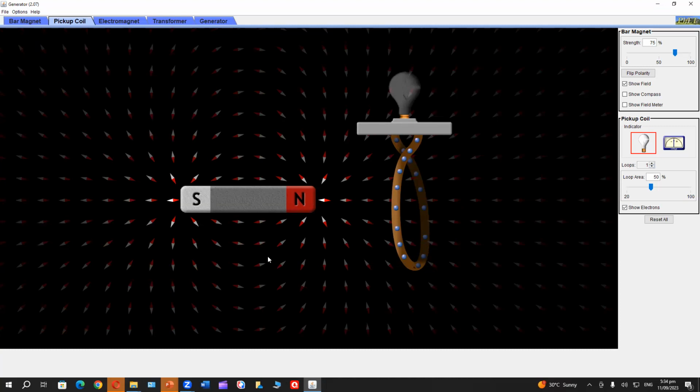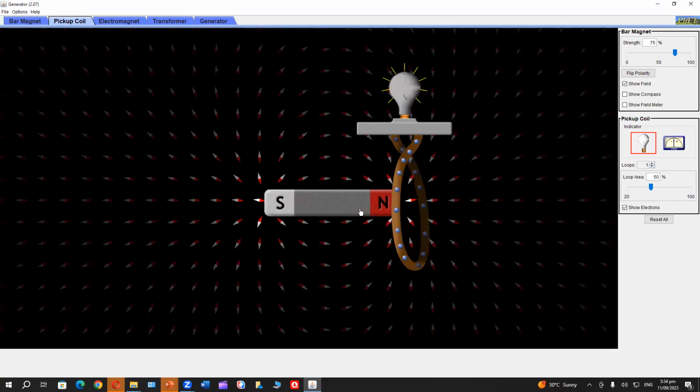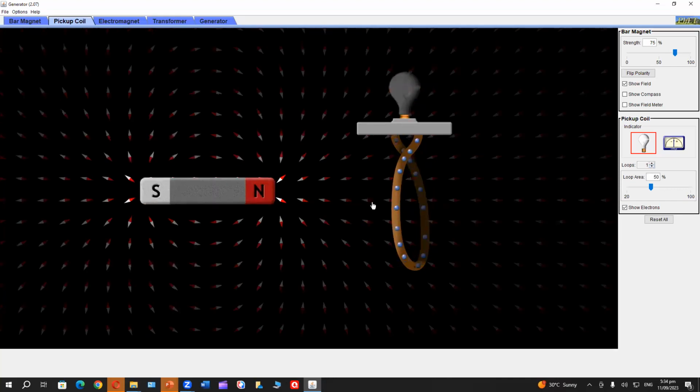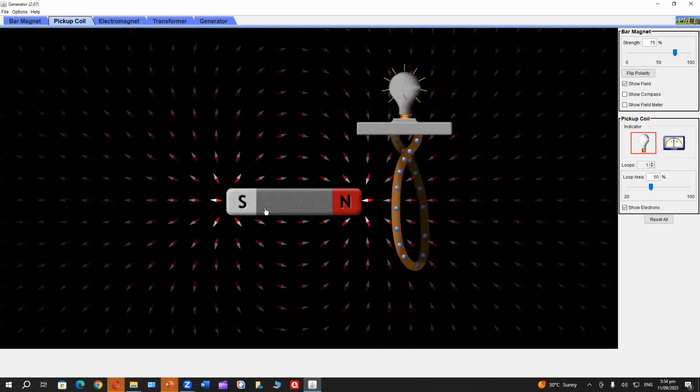Look at this screen, and there is a bar magnet. Notice one thing, there is no power supply at all. Now, remember your question? I'm moving the magnet now. Look at this, I'm moving the magnet. Can you see voltage and current there in the bulb? Yeah, sir.